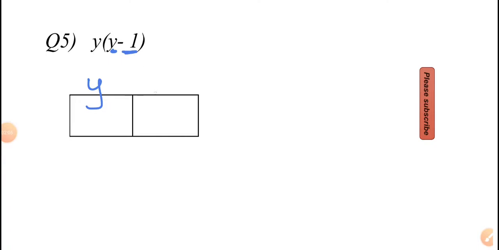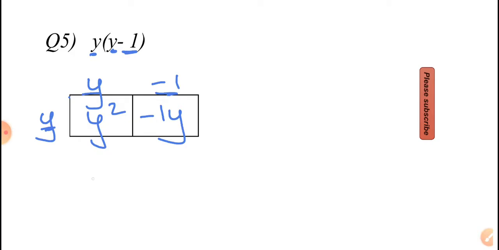So question 5, because I can see y here, I write the y here. I can see minus 1, I write the minus 1 here. And this y, I'd write it here. So y times y is y square, and y times minus 1 is minus 1y.